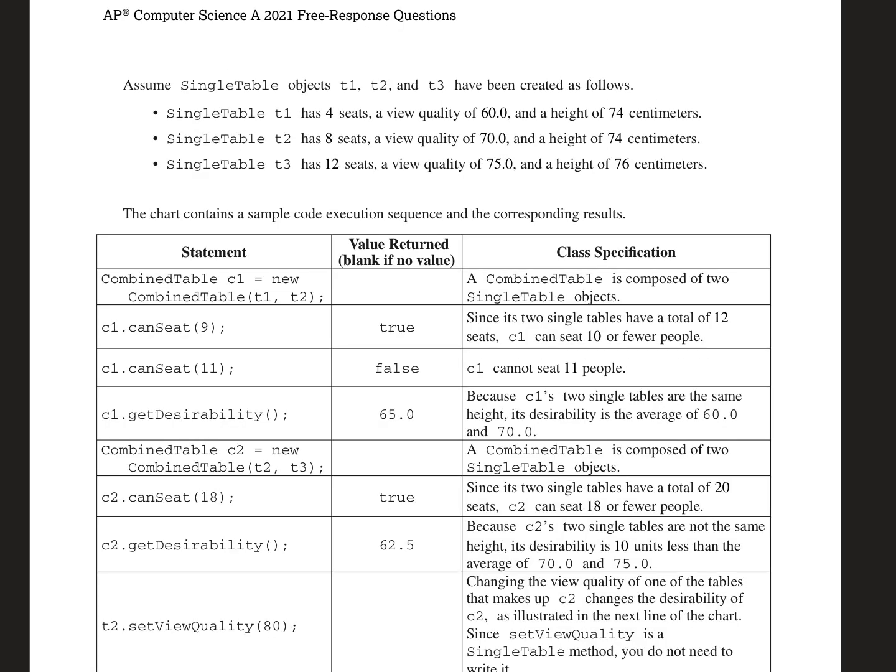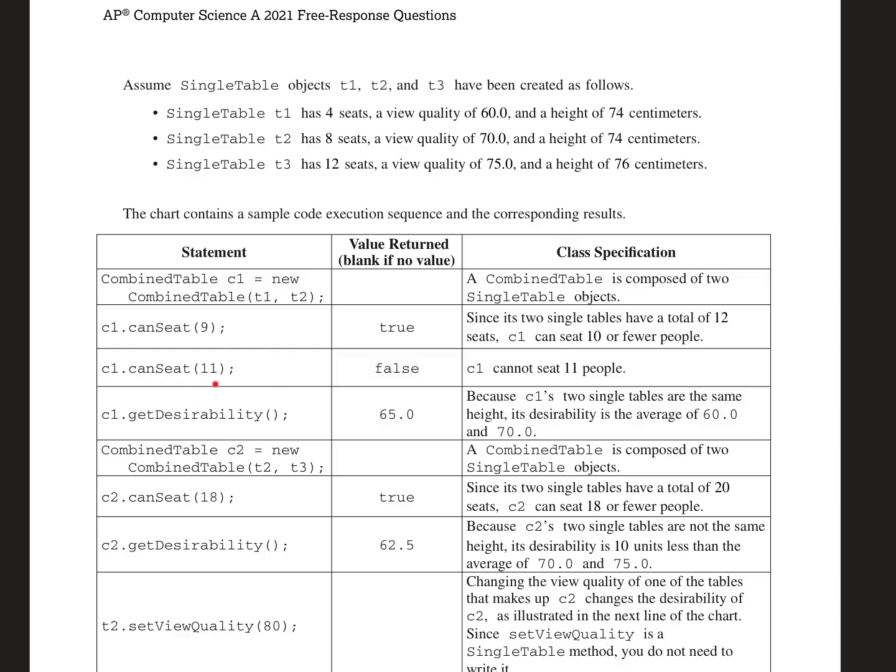They gave us 3 single tables, so T1, T2, T3. So we make the constructor of a combined table using table 1 and table 2. They want to know if this combined table can sit 10. So table 1 has 4, table 2 has 8, so 4 plus 8 is 12. 12 minus 2 is 10, and that's smaller than or equal to 10, so that's true.